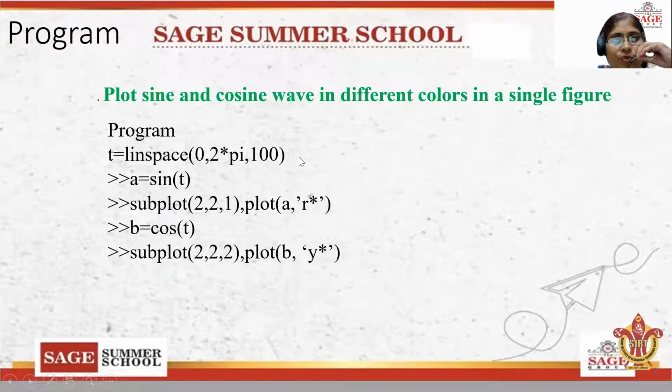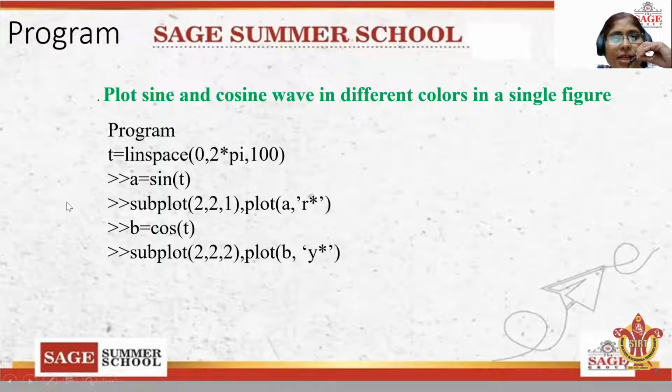With the help of the subplot command, I can draw different figures in a single figure. For that, I wrote here subplot 2 comma 2 comma 1. That is, this 2 is showing the number of rows, this 2 is showing the number of columns, and this one is showing that the following graph will be plotted at number 1.